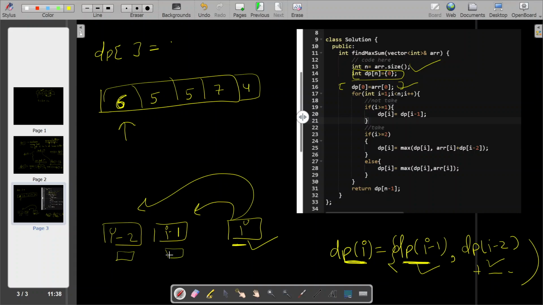In which order should you traverse, this way or this way? You should calculate from I equal to 0, or from I equal to n minus 1. There are two ways: you can calculate from 0 to n minus 1, or from n minus 1 to 0. So this is I minus 2, this is I minus 1, this is I plus 1. As we need I minus 1 and I minus 2, if you calculate from this side, when you reach this I, you will already have the values of I minus 2 and I minus 1.